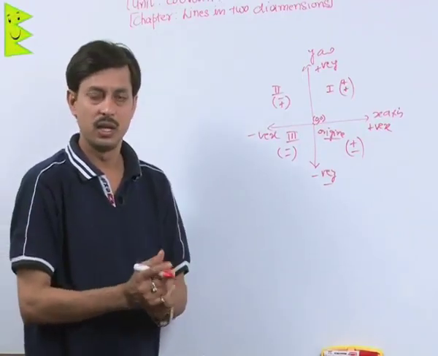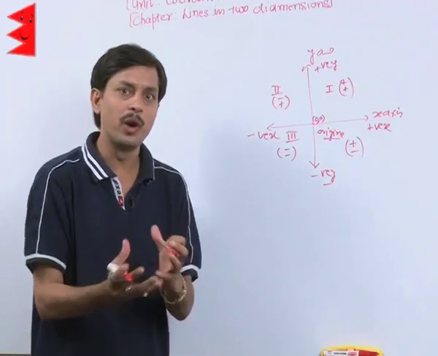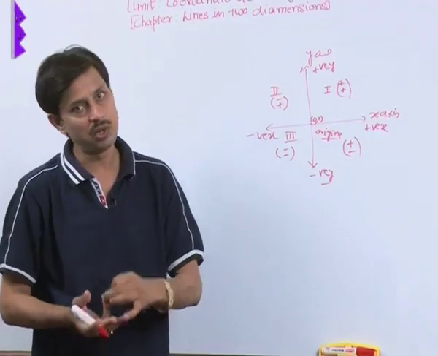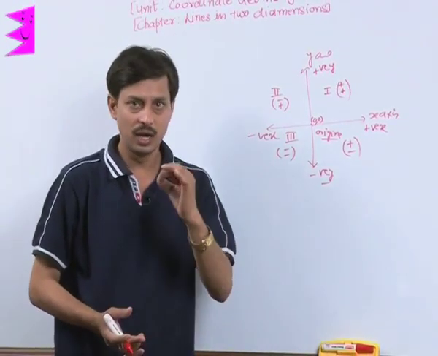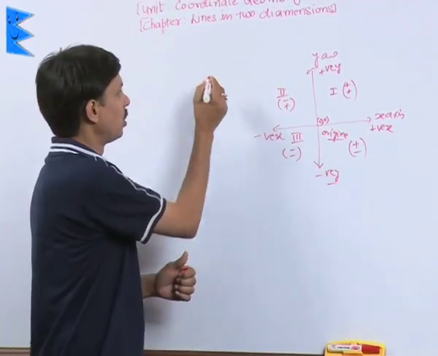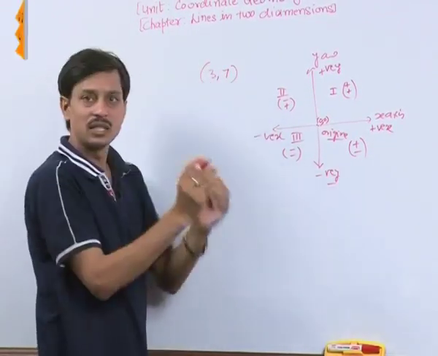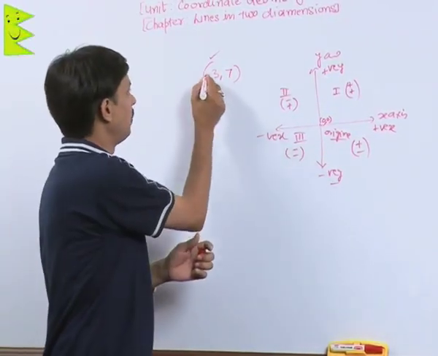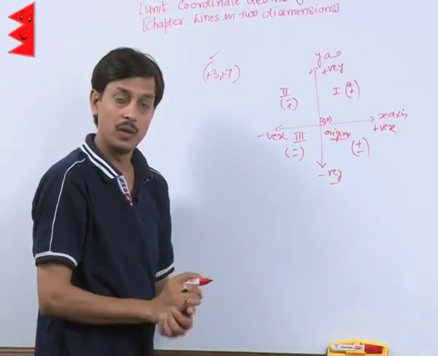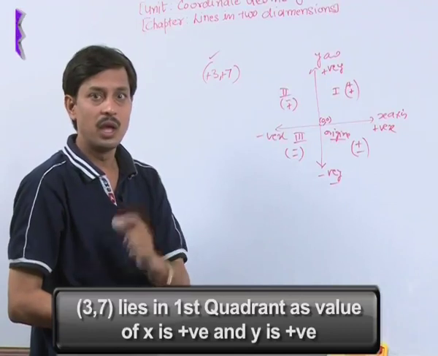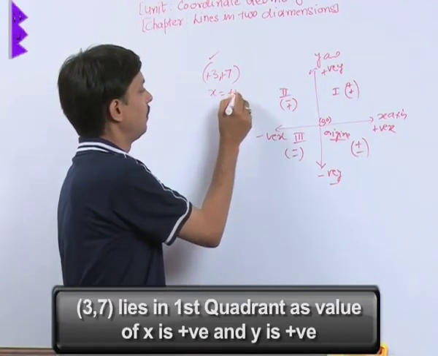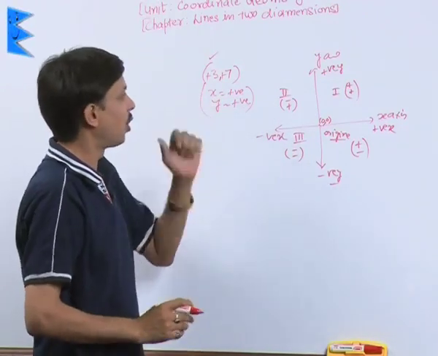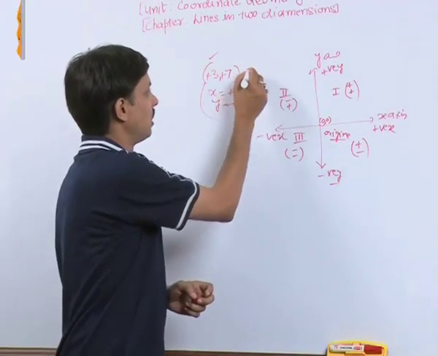Now one question is, if we give you a point, how do we recognize its position? The position of x means abscissa and the position of y means ordinate. Suppose (3, 7). If I ask in which quadrant this point lies? 3 is positive and 7 is also positive. Both values are positive. It means x is positive, y is positive. So both abscissa and ordinate are positive. Hence this lies in the first quadrant.